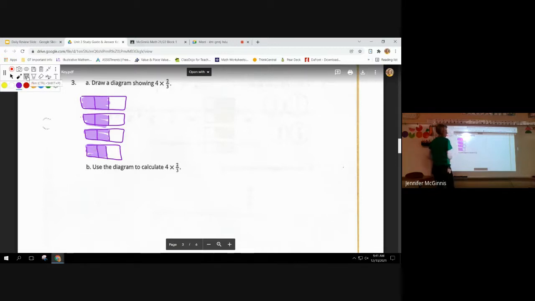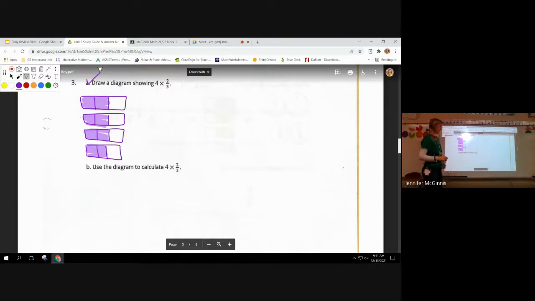2 on each. Now what do we have? Do we have a proper diagram? Is this 4 groups with 2/3 in each group? Yes. So, check.